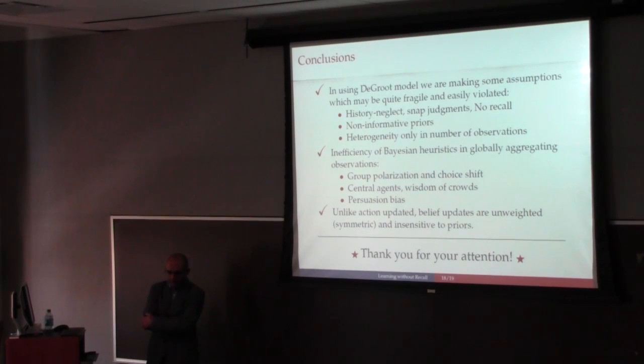So to recap the conclusions, in the first part of the talk, we saw how the group model would come up as a consequence of assumptions such as history neglect and snap judgments, assumptions that are associated with the automatic decision-making system, and they are observed in real-world behavior as a simplification of the environment, as a bounded rational behavior. But it's not just the no-recall assumption. We needed some additional assumptions to get the exact DeGroot model.